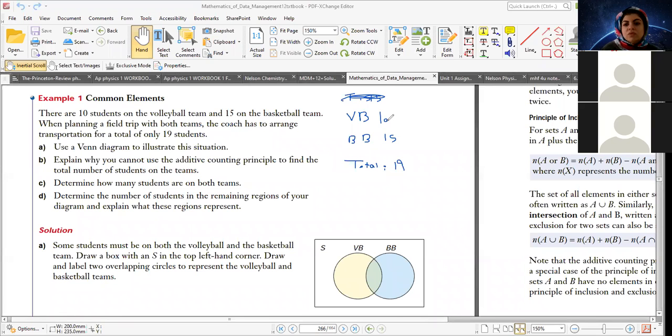If you add these two, it's 25, right? But here the total is 19. So it means there are some people who participated in both teams, like someone who's doing basketball and volleyball at the same time. Agree? When you do the Venn diagram, you draw a circle for volleyball and a circle for basketball, and you figure out how many kids are doing both.